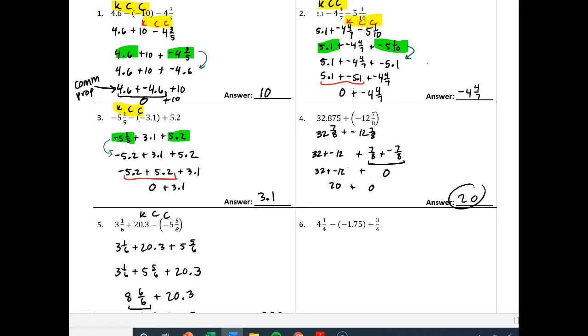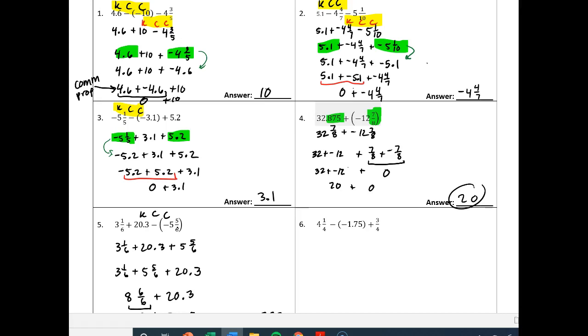Those cancel out because of the additive inverse, and I'm left with 3.1. Sometimes it's a little bit harder to see, such as your eighths, right? So no KCC in this problem. But if you take a look at 32.875 and negative 12 7/8, if you memorize your eighths, 0.875 is 7/8. So notice this time you can convert them all to fractions, you can convert them all to decimals, whatever you're more comfortable with. I decided to convert them to fractions this time around.